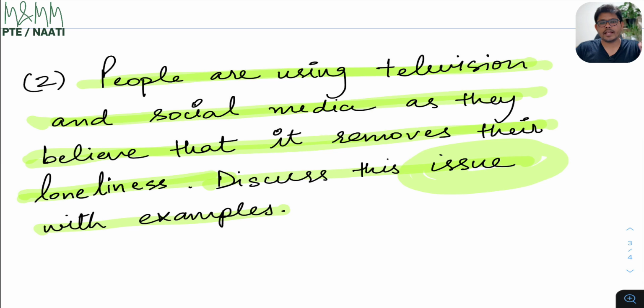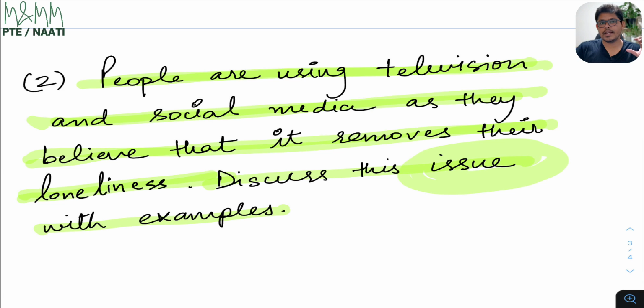Now, again, the same strategy, introduction and conclusion. The place where you have a topic, you write down the topic sentence, which is people are using television and social media as they believe that it removes their loneliness. Job done. Introduction, conclusion, taken care of. Will not discuss it anymore.